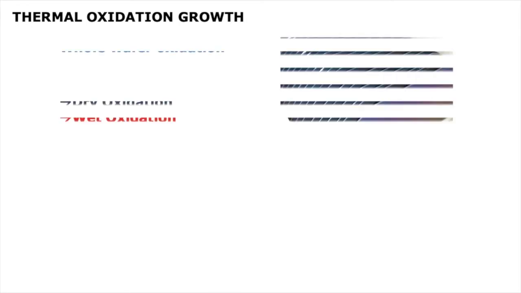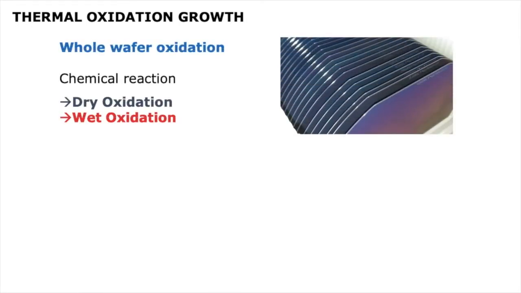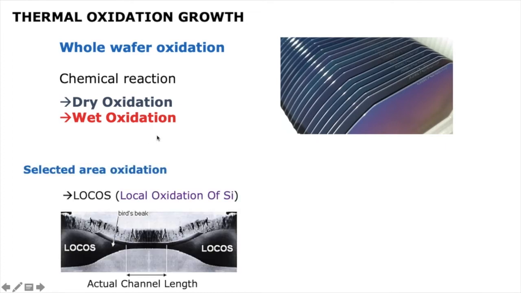Now, thermally grown oxide layer. As I said, if you get a silicon wafer, it comes with a naturally grown native oxide layer, but you need to grow thick oxide layers as per your requirement. There, the whole wafer can be oxidized. There are two different processes. One is called dry oxidation, and another is called wet oxidation. And then, of course, there is another technique.